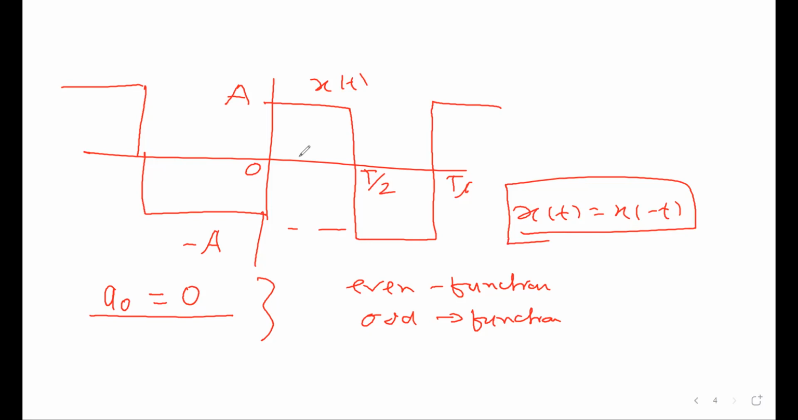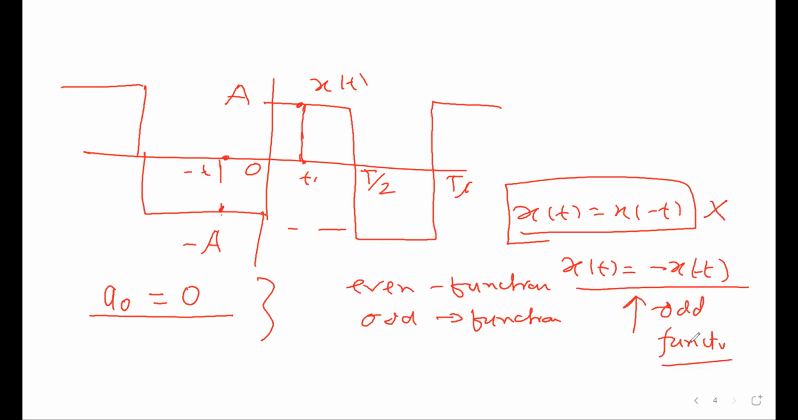How to test it? Consider that this is the point t. Your value of the function is equal to a. If you go to the opposite side, minus t, then you will find a value equal to minus a, isn't it? That means this is not satisfied by this function. Rather, x of t is equal to minus x of minus t, isn't it? So this is the test of an odd function.